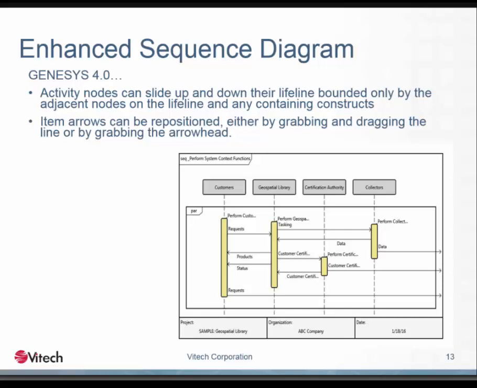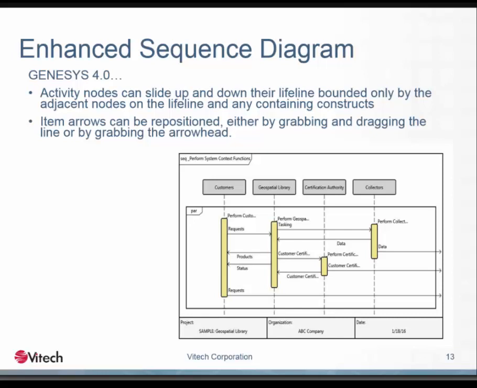The item arrows can be repositioned either by grabbing and dragging the lines or grabbing the arrowhead. The net result is a diagram that both represents the engineering truth of your system design and visualizes in ways necessary to understand, analyze, and communicate.